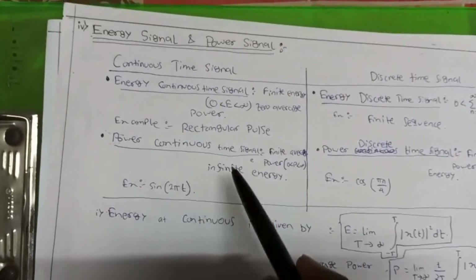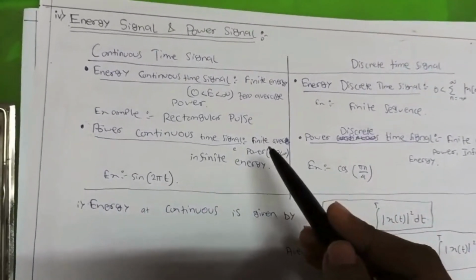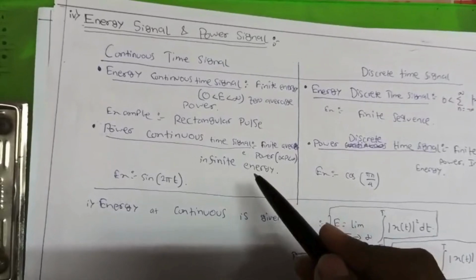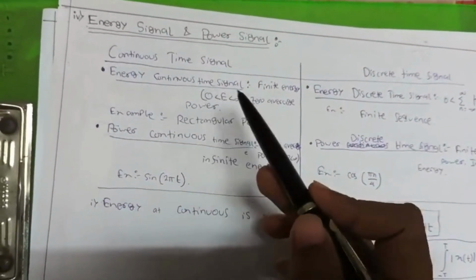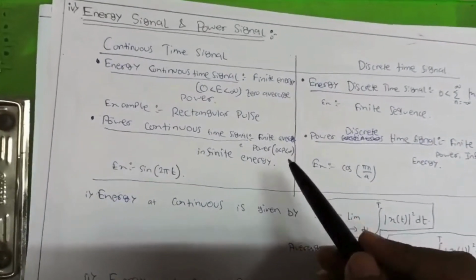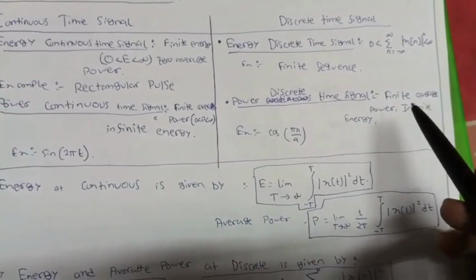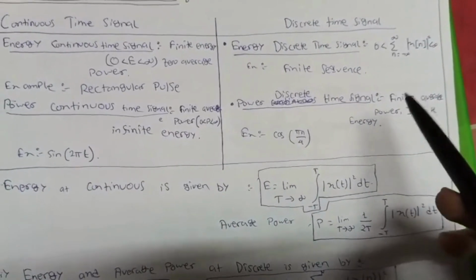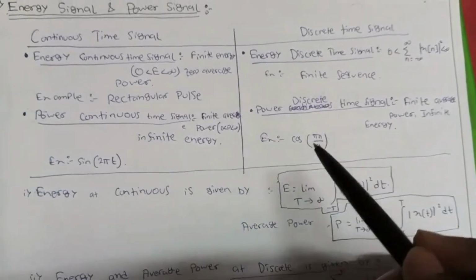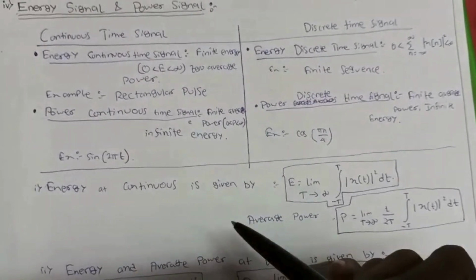Power continuous time signal. Finite average power, that means average power is finite and the energy is infinite, just the opposite of energy continuous time signal. Here the power is greater than 0 and less than infinity. Power discrete time signal. Here the average power is finite and the energy is infinite. Example, cos of pi n by 4, and here the example is sine of 2 pi t.